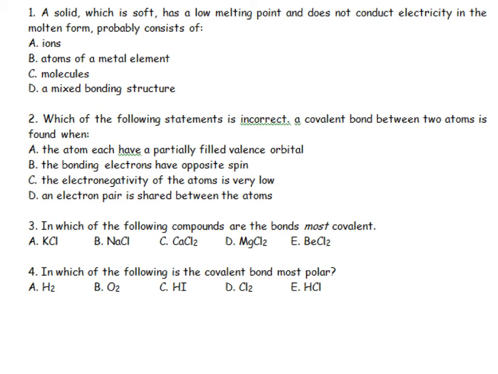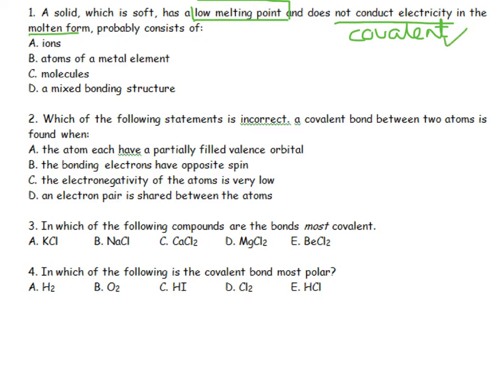Solid, which is soft, has a low melting point, and does not conduct electricity. Does not conduct electricity is your hint that it is something that is covalent, so it's going to be all non-metals. And the low melting point, you could have thought of ionic, but the ionics have all got high melting points, and it goes on: does not conduct electricity in the molten form, so it definitely couldn't be ionic.